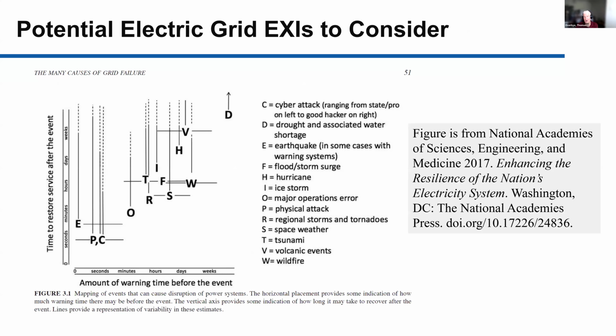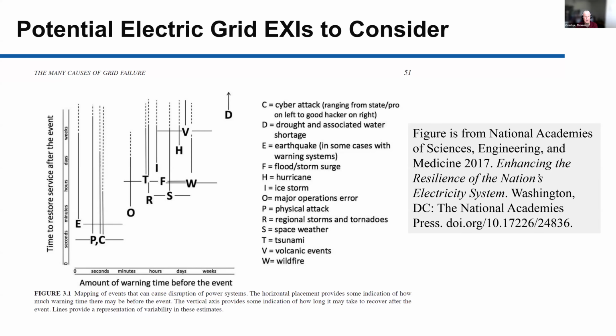Okay, so what are risks that we have to deal with in the electric grid? There's lots of different ones. A couple of years back, I got to be on a National Academies committee that looked at enhancing the resilience of the nation's electricity system. One of the things we did was to try to identify the risks to the grid, and what are the categories. Figure 3.1 in that report gives you some of the categories of risk. Certainly, it doesn't list all of them, but I think it lists the major ones.